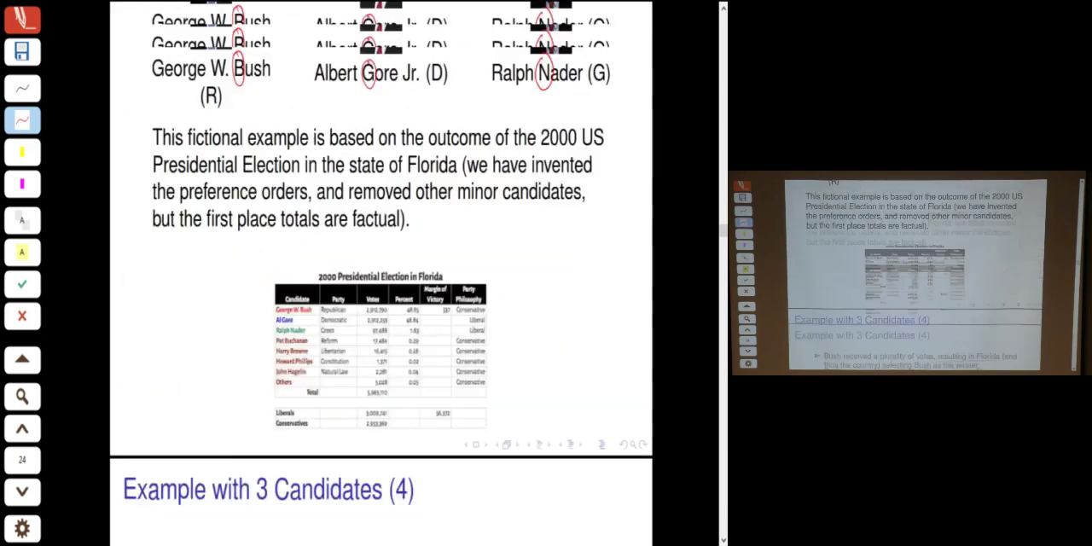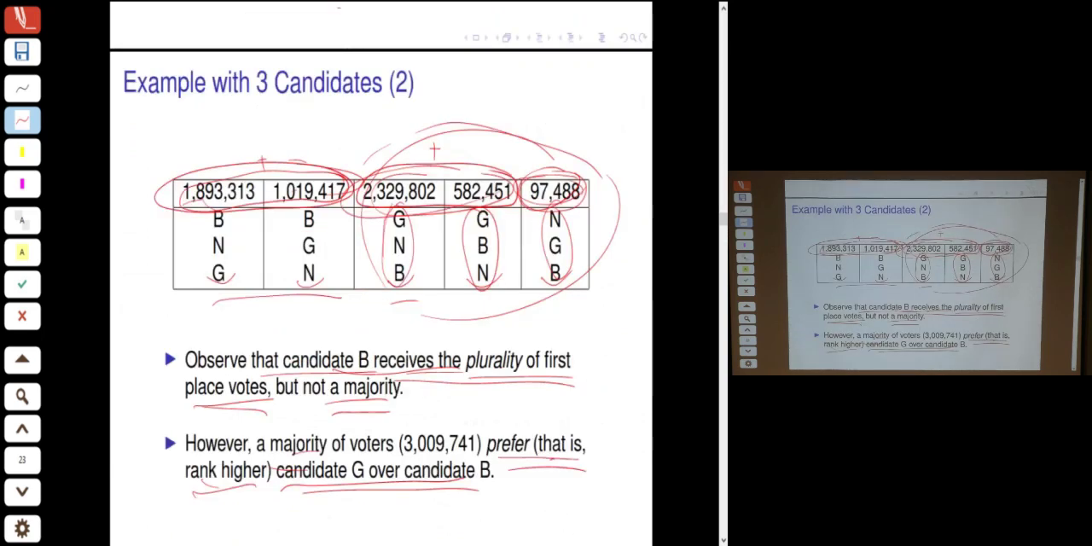So, for example, here is, in some sense, a toy list of voting preferences. But as you can see, voters who put N, Nader, as the first choice, definitely put Bush as the last, and Gore as the second. So, definitely all the voters who prefer Nader prefer G to B. Okay.